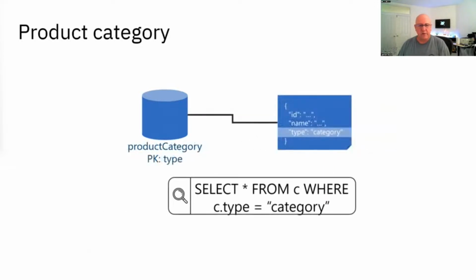Let's keep going here. Well, the answer is we're going to use a little trick, and we're going to apply it here. We're going to give this a new property, and we're going to call it type. This is the discriminator property. We're going to stick a constant value in there, and we'll set that value as category for all of our different categories. Now, I know that this container, even without a partition key, is never going to get to be 20 gig in size, right?